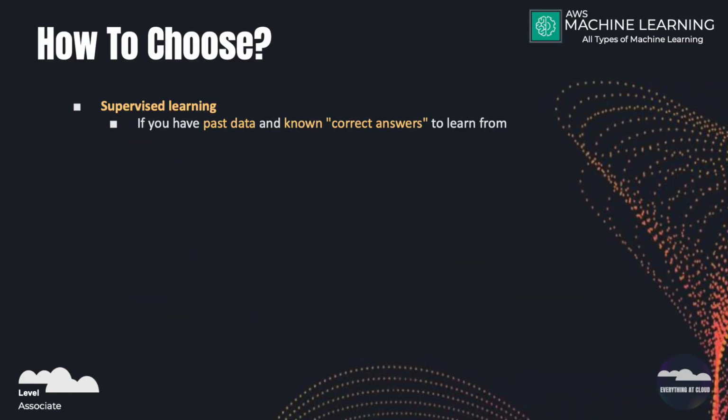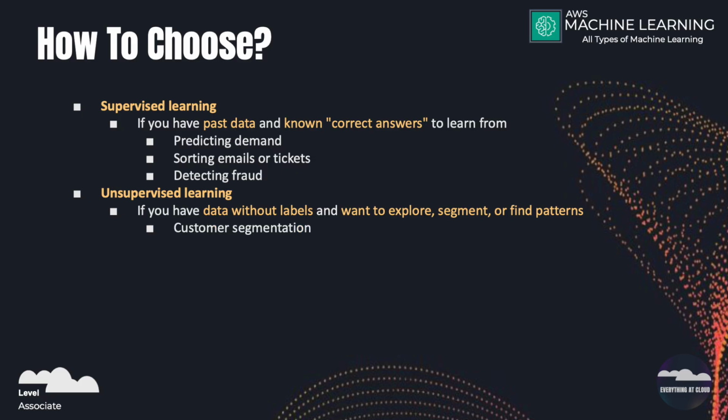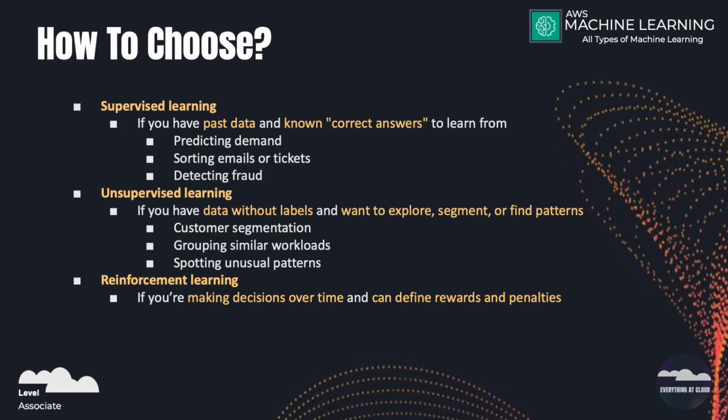If you have past data and known correct answers to learn from, use supervised learning. Some of the common use cases are predicting demand, sorting emails or tickets, detecting fraud. If you have data without labels and you want to explore, segment, or find patterns, use unsupervised learning. Some of the common use cases are customer segmentation, grouping similar workloads, spotting unusual patterns. And if you're making decisions over time and can define rewards and penalties, consider using reinforcement learning. And some of its use cases are resource optimization, robotics, and game playing agents.